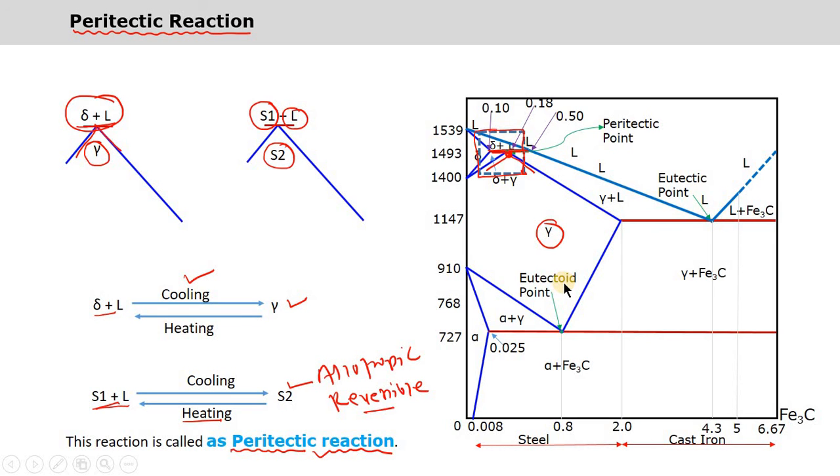In the next session, we'll be talking about the various terms, various phases which are present in the iron carbon diagram in more detail.